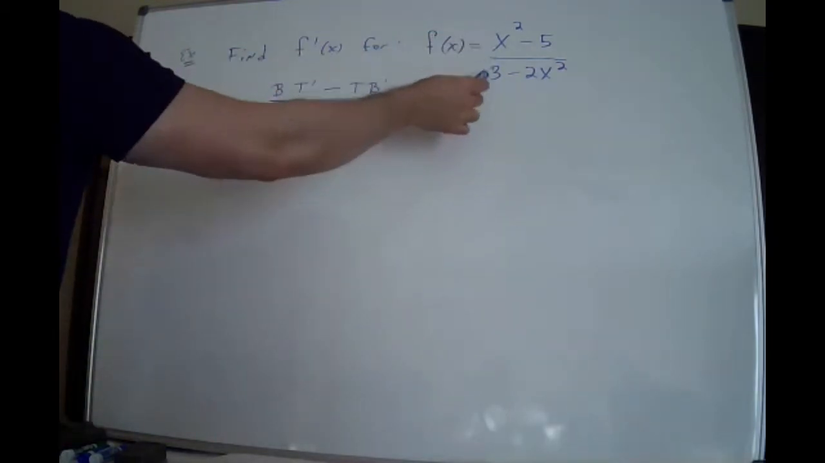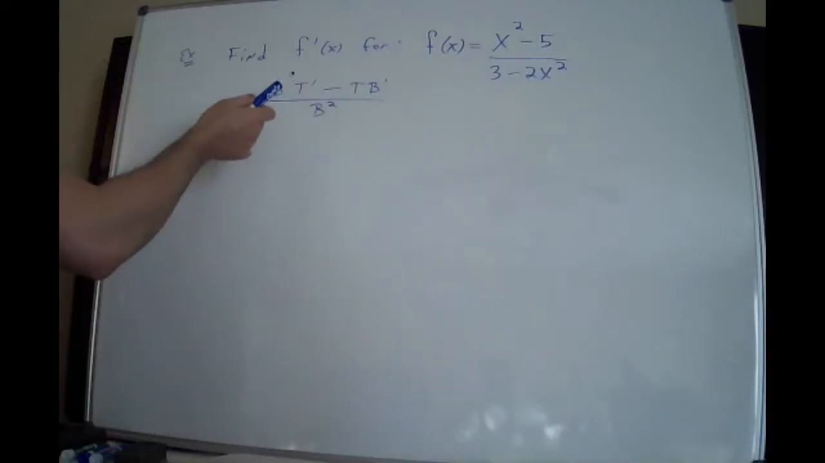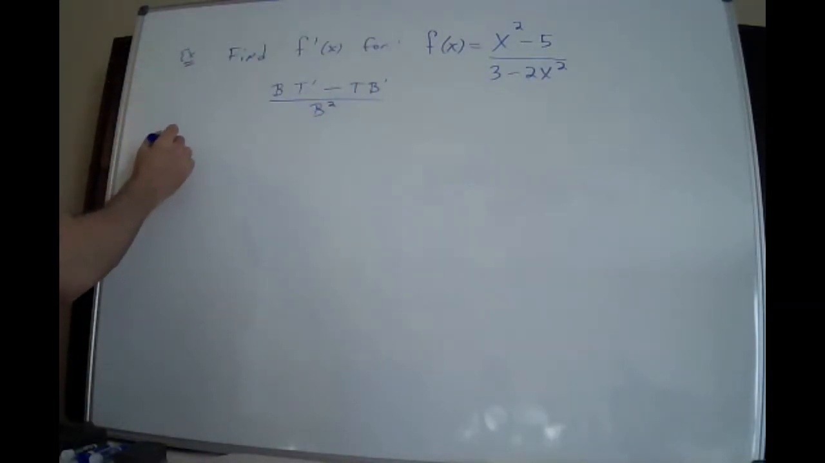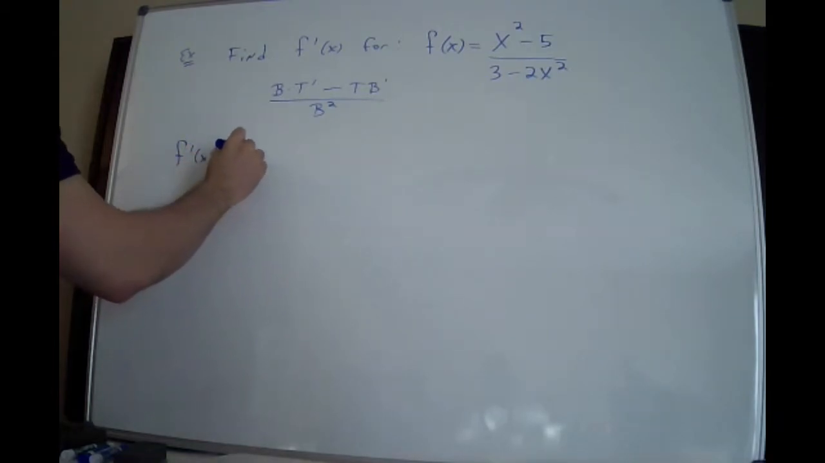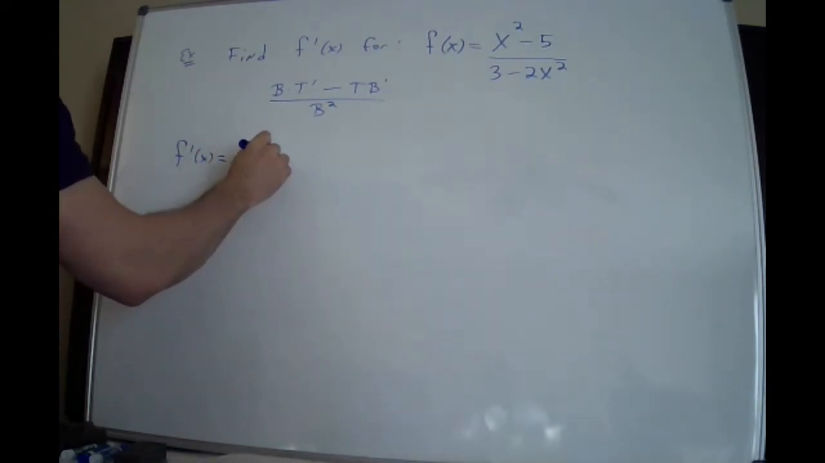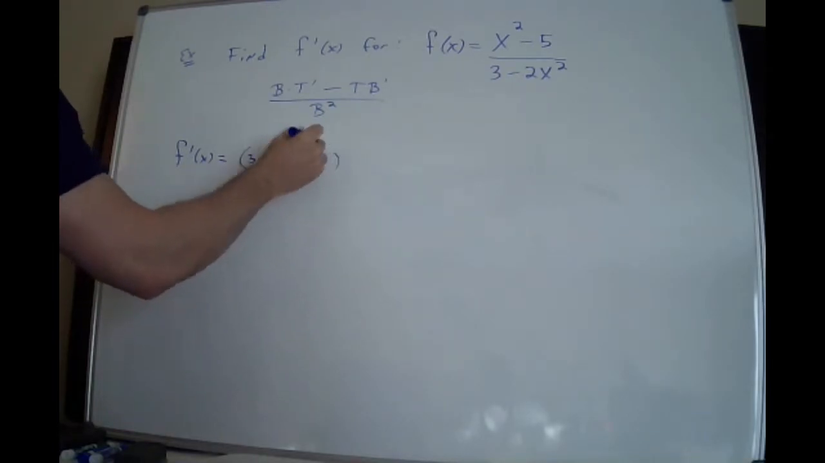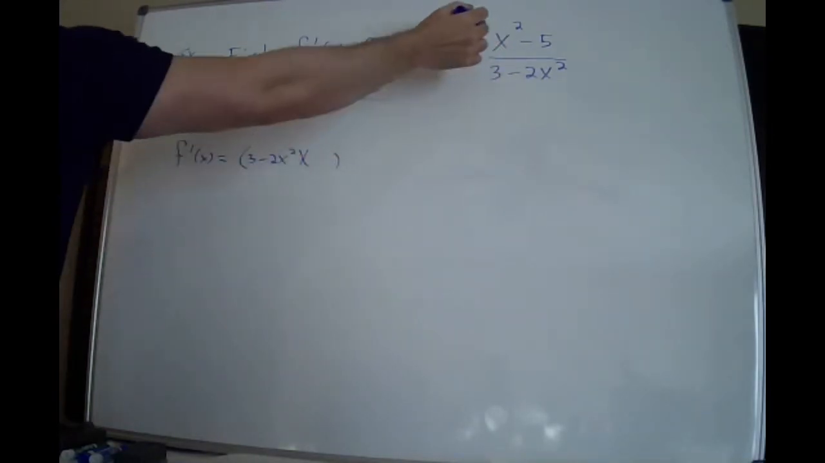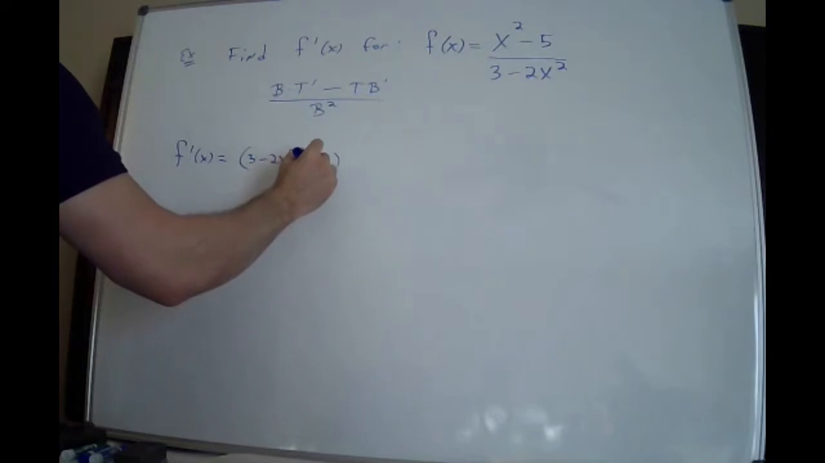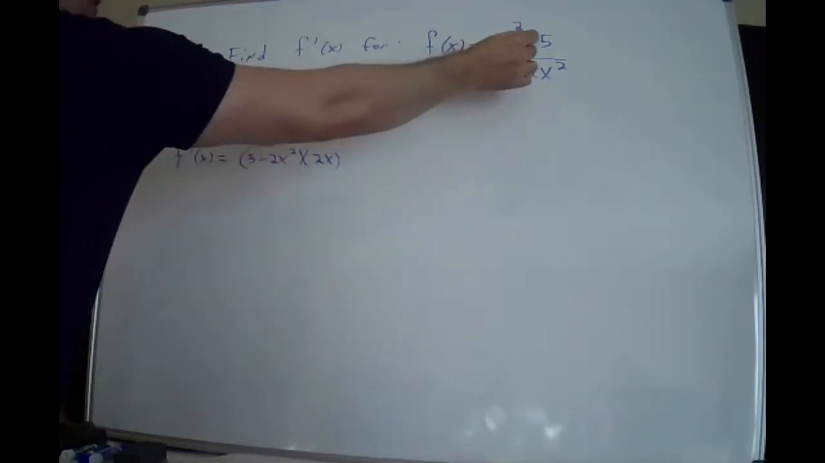There is a top and a bottom. I don't care about the math words, so I'm just going to start doing it. I'm going to take the derivative. I take the bottom and multiply it by the derivative of the top. The derivative of x squared is 2x. The derivative of minus 5 is 0 because it's a constant.